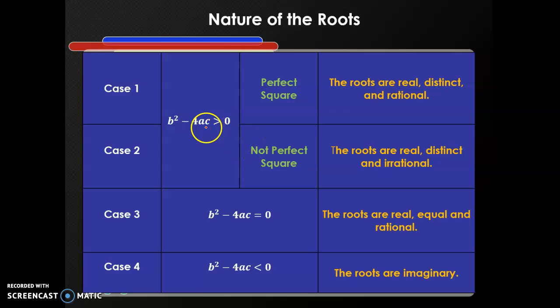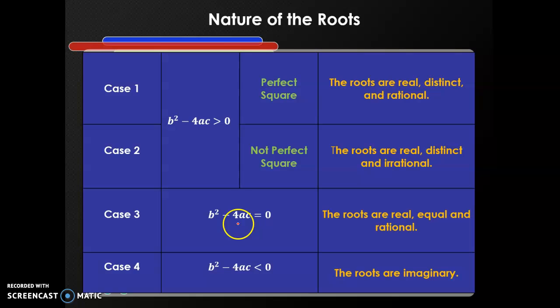And then if it's positive, or greater than 0, but not a perfect square, then the roots are real, distinct, and irrational. When you say irrational, these are numbers that cannot be expressed as a ratio of two numbers. All right, so it's almost the opposite of rational, right? Okay, so again, if it's positive and a perfect square, roots are real, distinct, and rational. If it's positive but not a perfect square, it's real, distinct, and irrational. So the difference is rational and irrational.